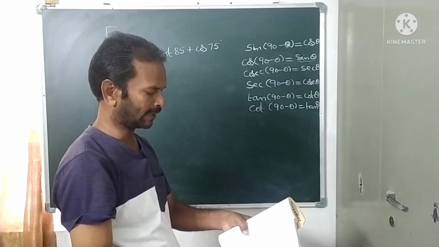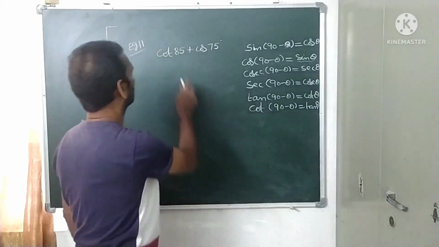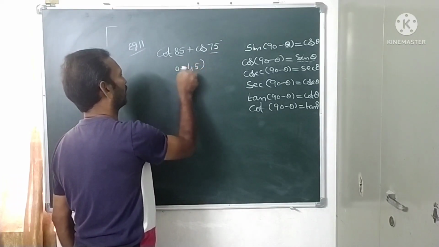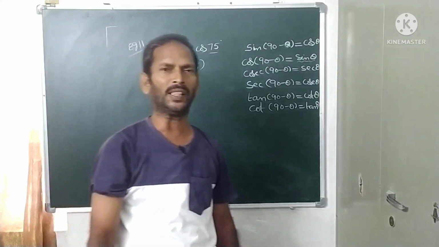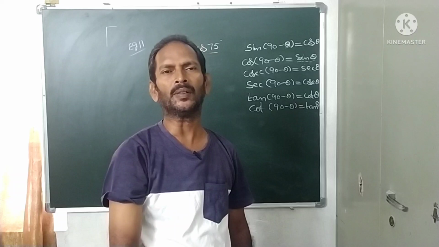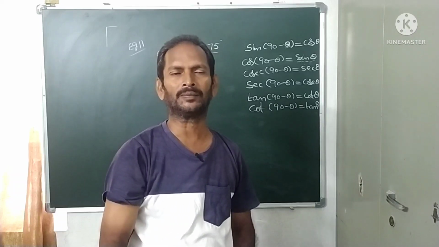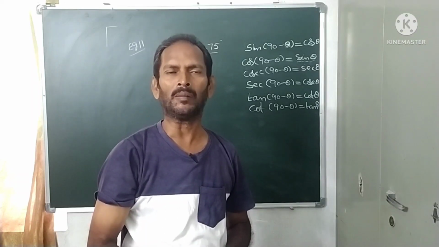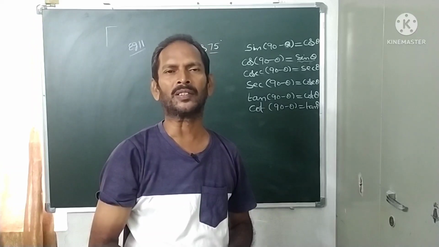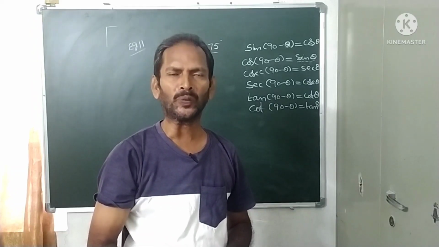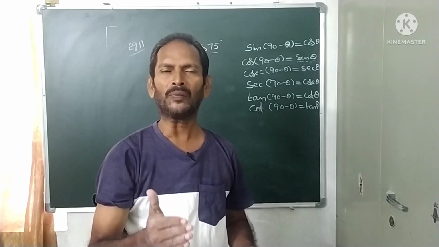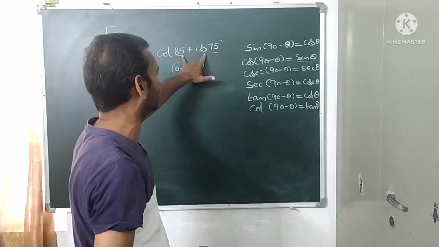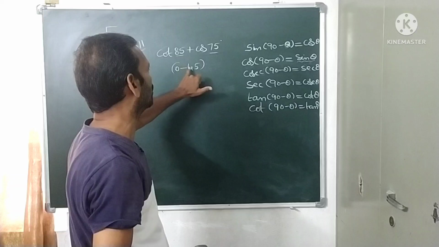Trigonometric ratios of angles between 0 and 45. Here we have 85 and 75, but the question asks for angles between 0 and 45. Suppose you have 100 rupees but you can't use a number more than 50. You would say you have 2 into 50 rupees, which is still 100. The value must stay the same, but you express it in between 0 and 45.